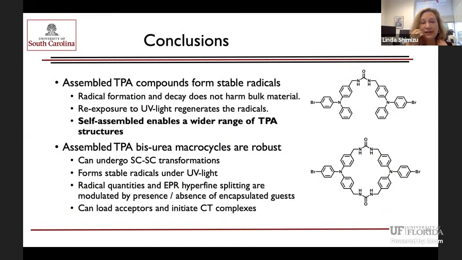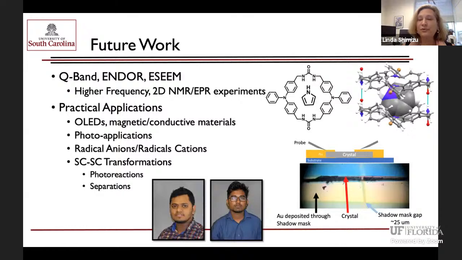And in conclusion, self-assembly really enables a wider range of TPA structures that may be useful as magnetic materials and in solar cells. Our future work, we're trying to look at these materials to understand the electron transfer process using advanced EPR techniques. We're also measuring conductivity for these materials to try to understand if these radicals that we generate, do they represent mobile electrons or are they trapped states?